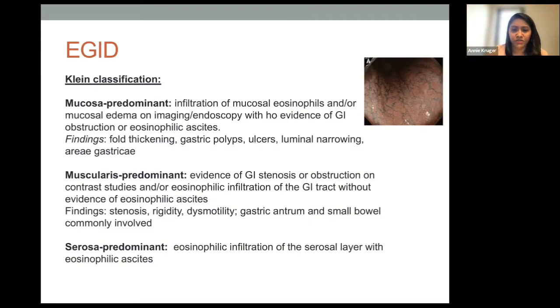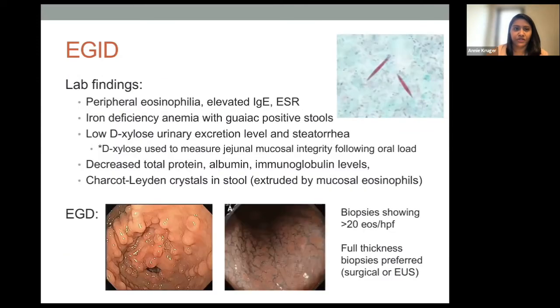And so these patients are also prone to dysmotility and get kind of a gastroparesis type of picture in some cases. Also difficult to diagnose this because, again, the eosinophilia is in the muscularis layer, which we can't often get to with our biopsies because those only go very superficially. In patients like this, they have peripheral eosinophilia, iron deficiency anemia. You do a special low D-xylose urinary excretion test, which you guys probably wouldn't need to be worrying about. Just send them to GI, we'll take care of that.